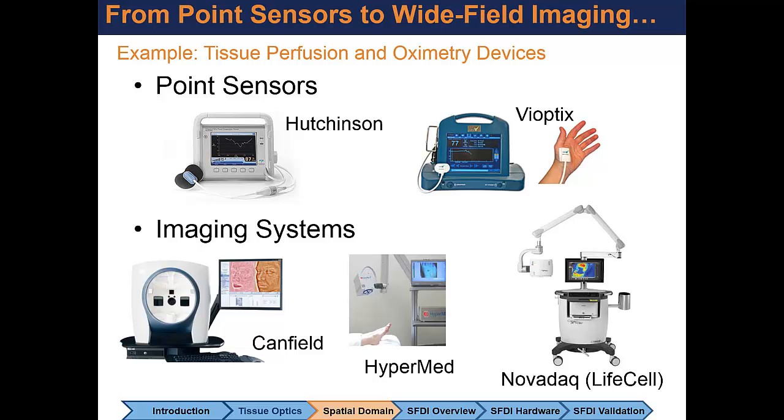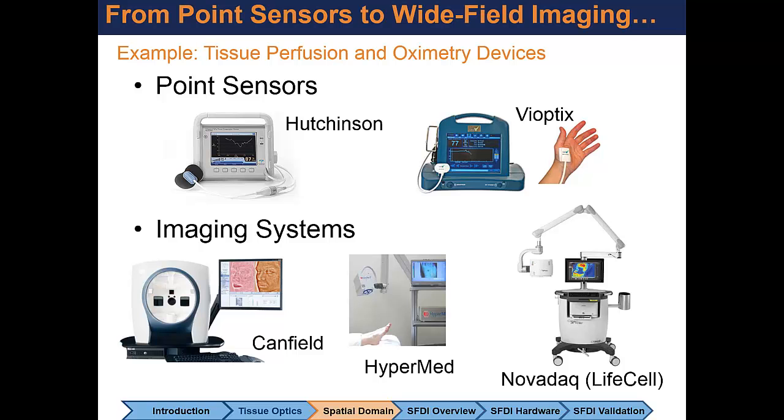Hypermed developed a device that used a liquid crystal tunable filter and made many measurements throughout the visible in order to assess tissue perfusion, tissue oxygenation. A limitation of visible light is it doesn't penetrate very deeply, and many wounds occur deep in tissues, and by the time it reaches the surface, it might be too late.